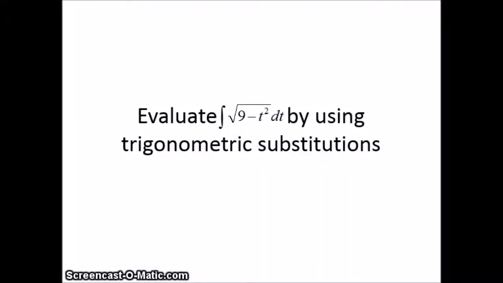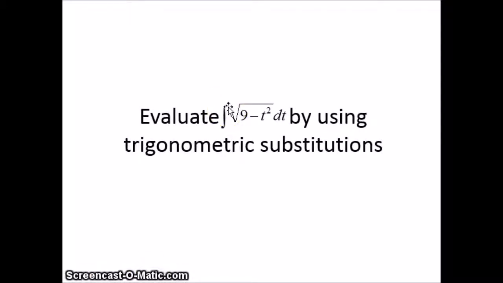Hi everyone, this is a video showing an example of how we solve integration using trigonometric substitution. The question given is the integral of the square root of 9 minus t squared dt. It is very hard for us to integrate something with a radical. So trigonometric substitution helps us to eliminate the radical so we can simplify the integral.